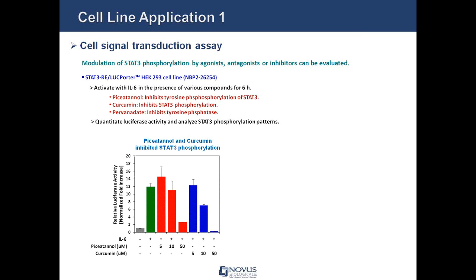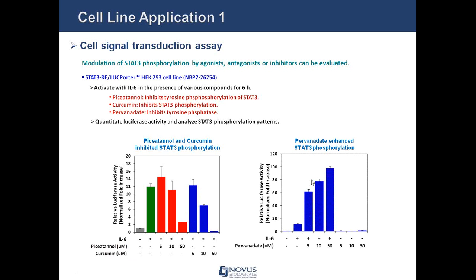The cell line was activated with IL-6 in the presence of different concentrations of piceatannol and curcumin, showing that the increasing amount of piceatannol and curcumin inhibits the STAT3 phosphorylation. However, pervanadate, which is a tyrosine phosphatase inhibitor, enhances STAT3 phosphorylation because that effect enhanced kinase activity. So there should be more STAT3 phosphorylation with increasing amount of pervanadate.